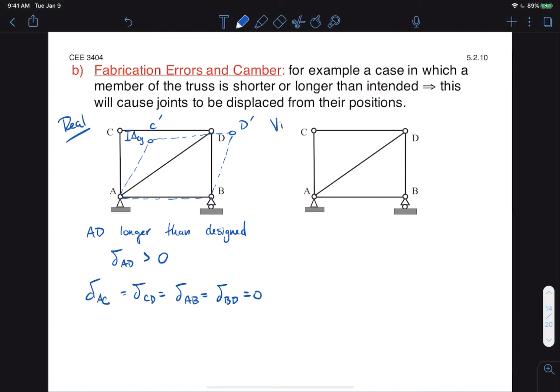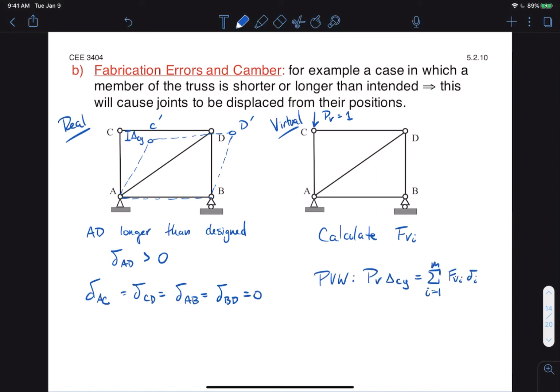In the virtual world, we apply a vertical load PV equal to 1, at C. Okay, this could also be up. That doesn't matter. You'll simply get a negative number if you guess the direction incorrectly. And so again, we would calculate the internal forces FVi and then apply the principle of virtual work. And because all deflections in the real system except for AD are equal to 0, this simplifies to the virtual force of member AD times the deformation of that member.